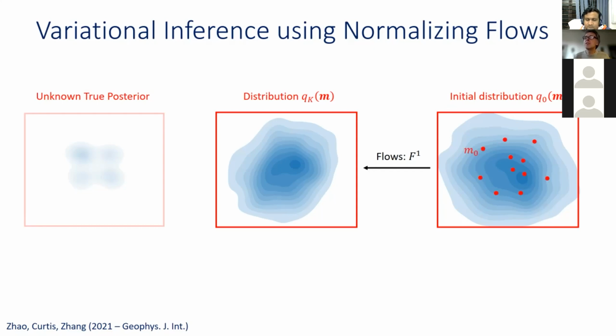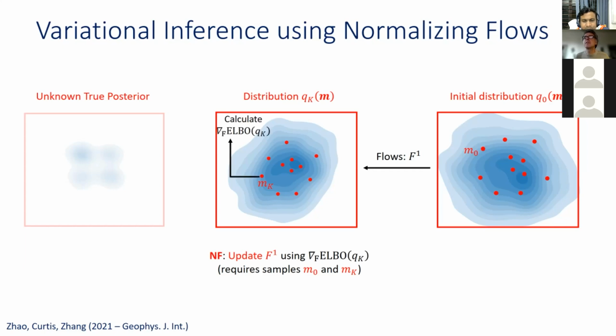So we're taking the order of 20 samples, a very low number of samples, from the initial distribution. We pass them through the current flow functions to get samples of QK. And that is enough to help us calculate the gradients of the ELBO with respect to the flows. Now, once we have those gradients, we can perturb the flows in the direction of the gradients. And that allows us to update them, which gives us a better approximation to the posterior.